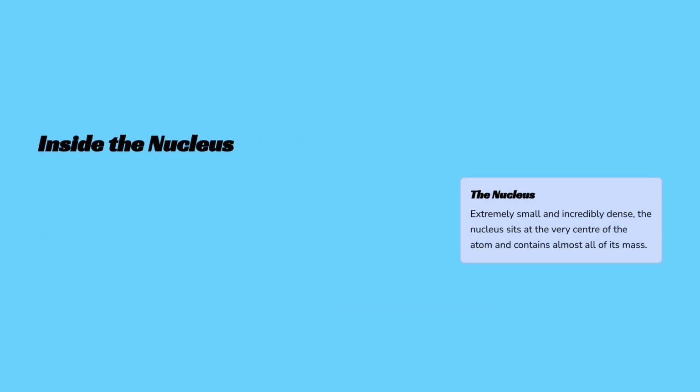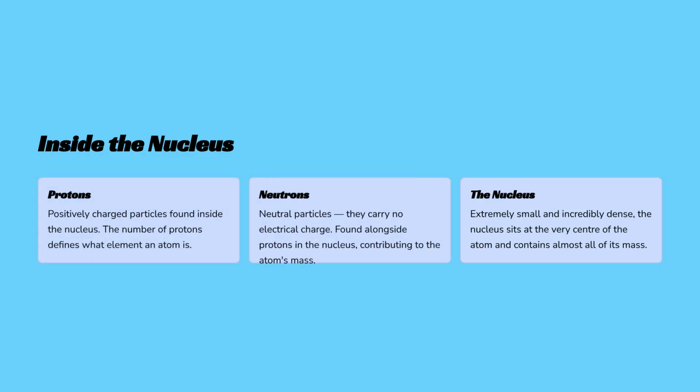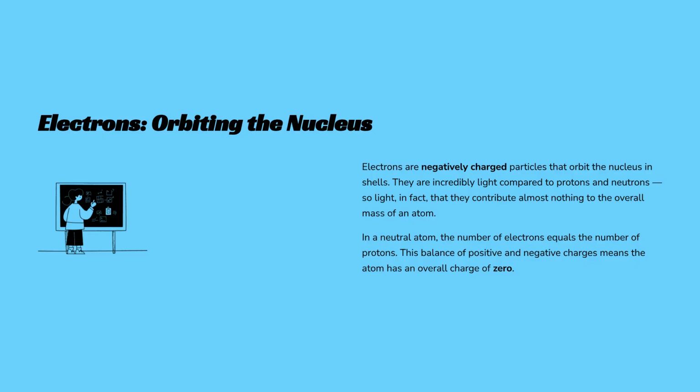Inside the nucleus, we find protons and neutrons. Protons are positively charged, and their count identifies the element. Neutrons are neutral and contribute to the atom's total mass. Electrons are negatively charged particles that orbit in shells. They have very little mass. In a neutral atom, the number of electrons matches the number of protons, resulting in an overall charge of 0.